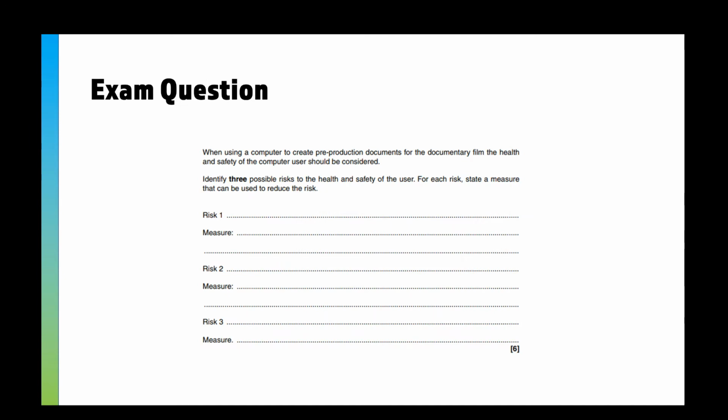So an exam question here. When using a computer to create pre-production documents for a documentary film, the health and safety of the computer user should be considered. Identify 3 possible risks to the health and safety for the user. For each risk, state a measure that could be used to reduce the risk. 6 marks. That's quite a big question for something quite simple. So pause the video and I'll go through the answers in a moment.